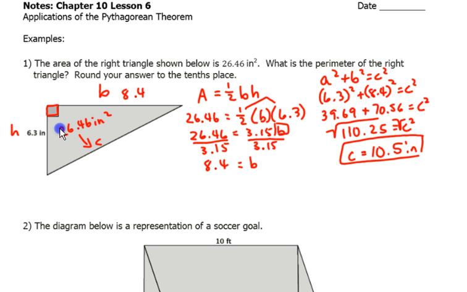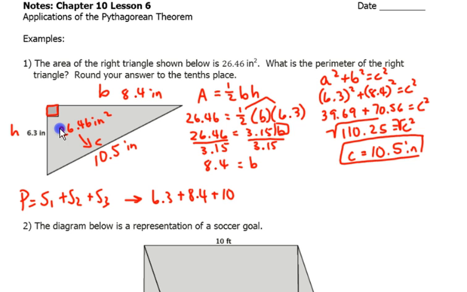So I'm almost there. And now what I do to get the perimeter is I add up all the sides. So P equals side 1 plus side 2 plus side 3. So 6.3 plus 8.4 plus 10.5. And I get 25.2 inches. So we had to do quite a bit of work in order to find that answer. It's all things we've learned already. It's just putting a lot of things together.